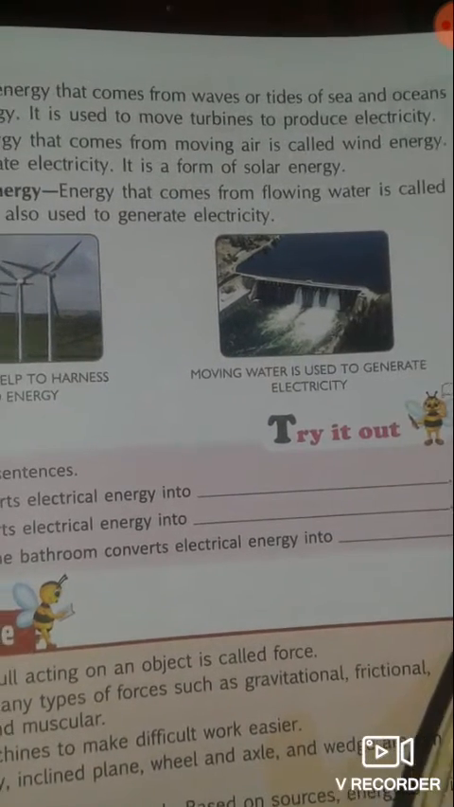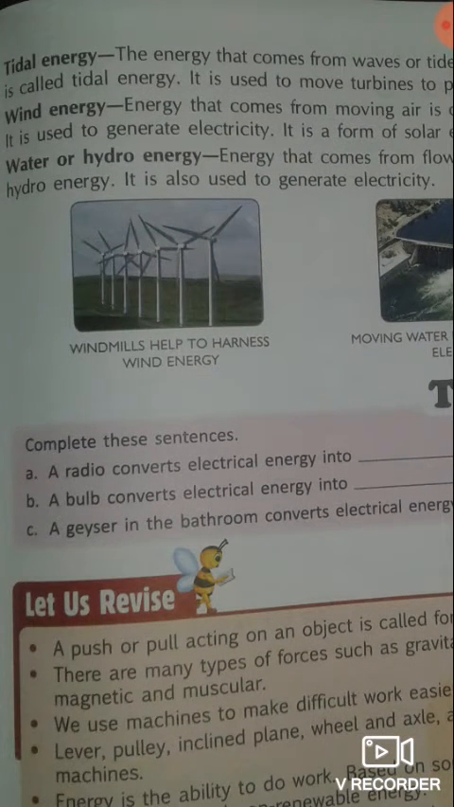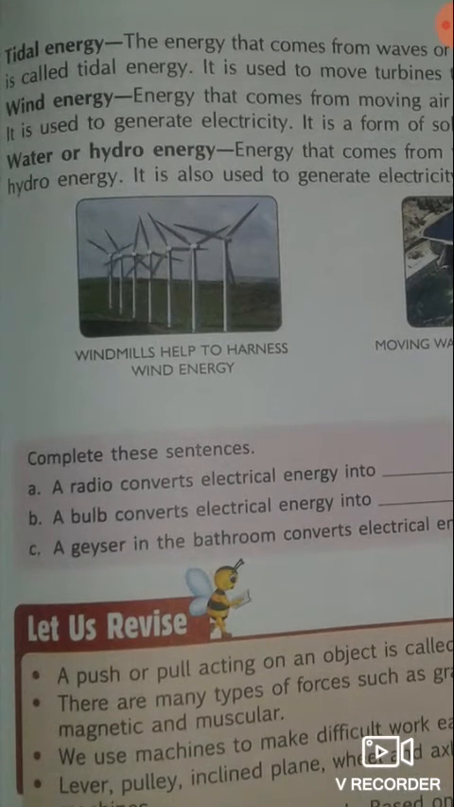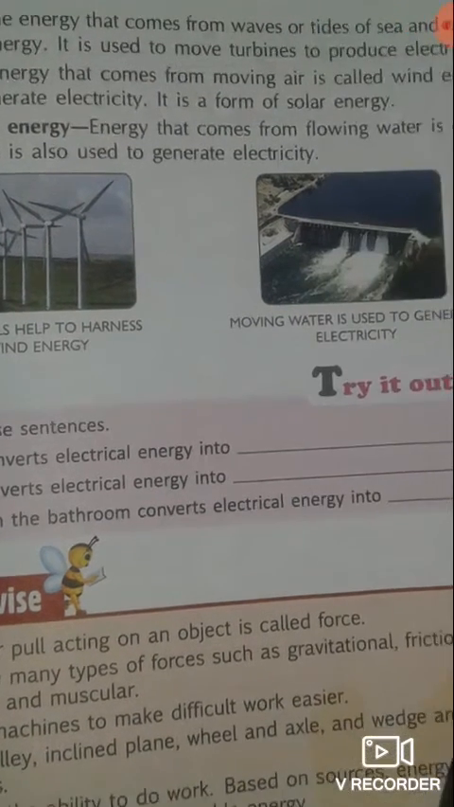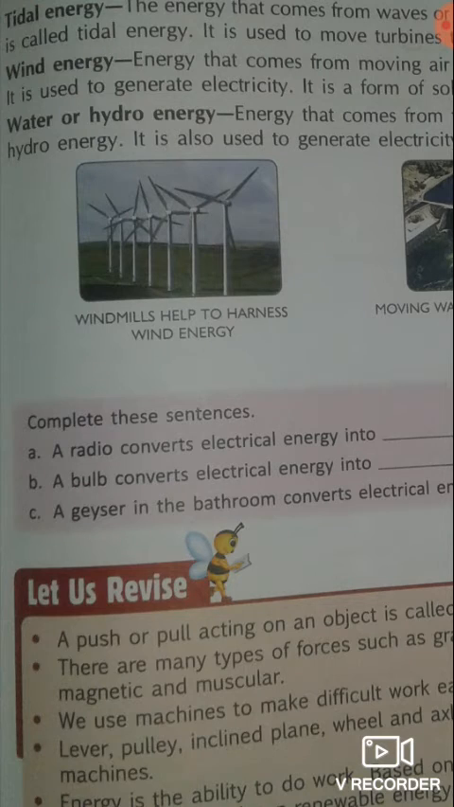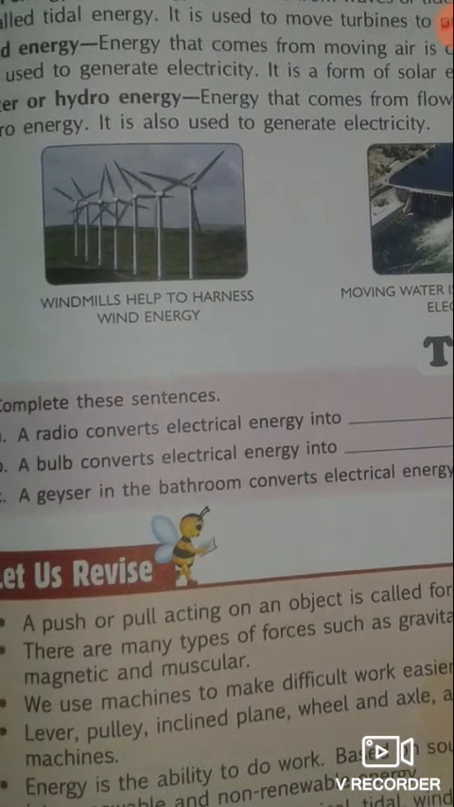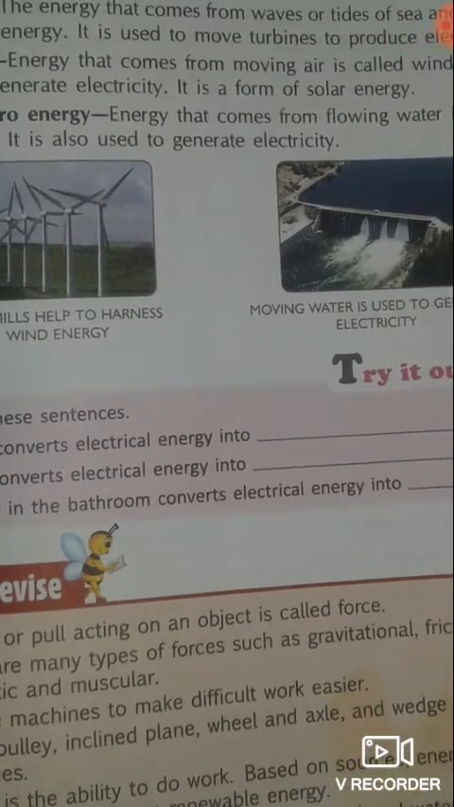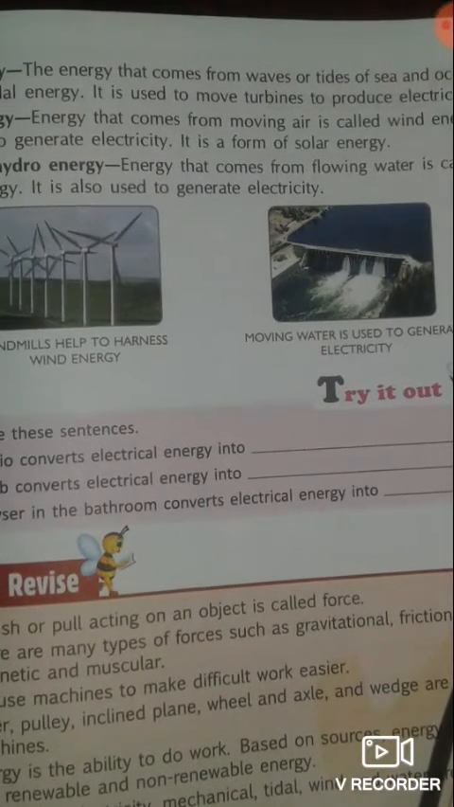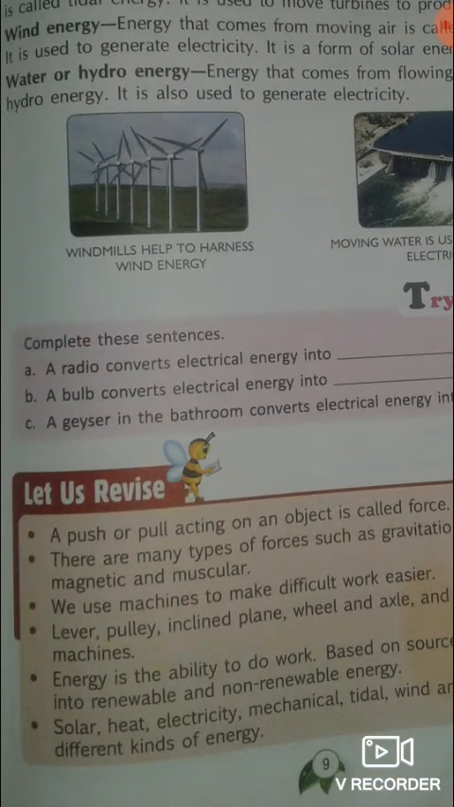Wind energy, energy that comes from moving air, is called wind energy. You know that energy from the wind is called wind energy. It is also used to generate electricity. Water energy or hydro energy. Hydro means water. Energy that comes from flowing water is called hydro energy. So it is used for generating electricity. So this is the end of the chapter.